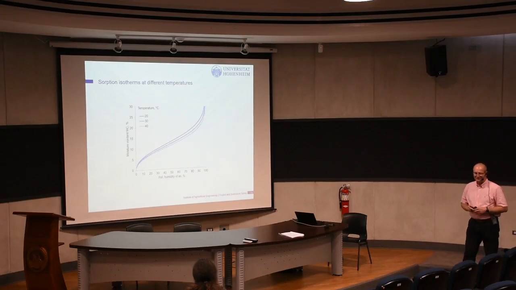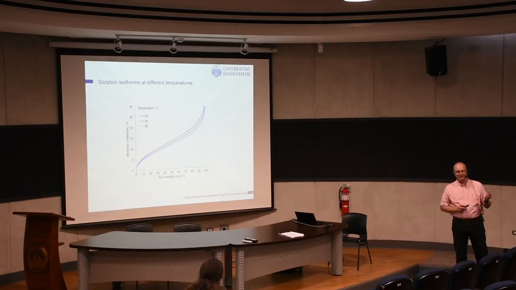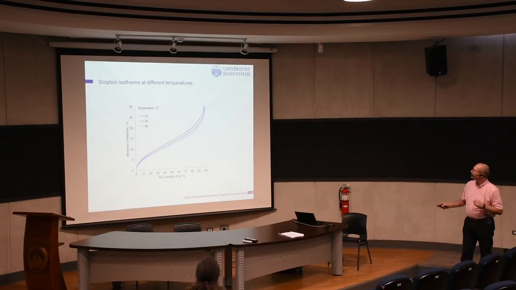Now I have told you that you need a curve for each and every temperature. The one above here, the dark one, was 20. The next one is for 30. The next one is for 40 degrees centigrade. The higher the temperature, the lower is the position of the curve. Keep this in mind. 20, 30, 40 degrees centigrade.